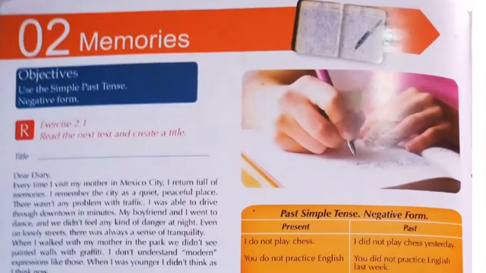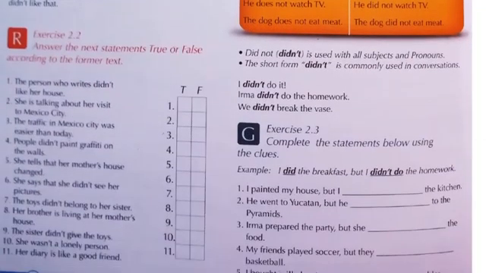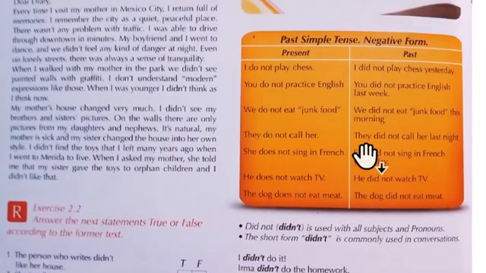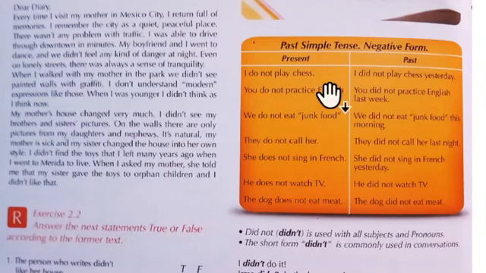Today I'm going to explain the exercises from your book. It's unit 2, but it's called Memories. And we're going to start with activity number 2.3. But at first, we have to check the grammar chart. We have the past simple tense but in negative form.